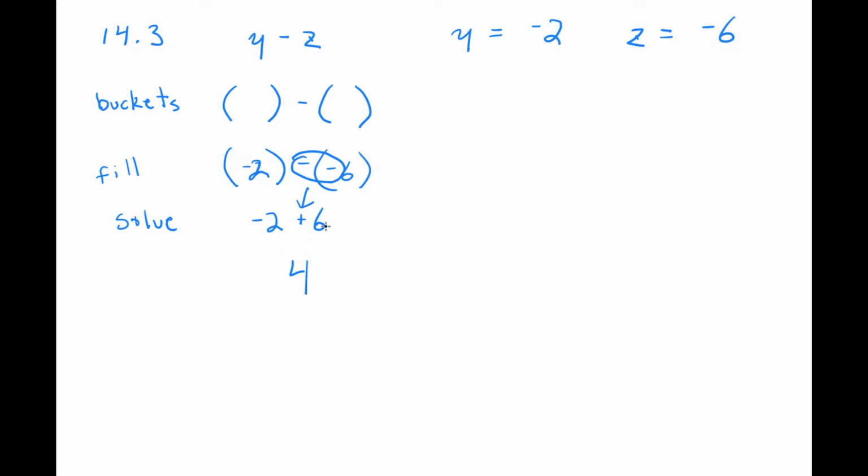So negative 2 plus 6 is going to be 4, because with opposite signs, you subtract, and whatever the bigger number was, that's the sign. So it was a positive 4.